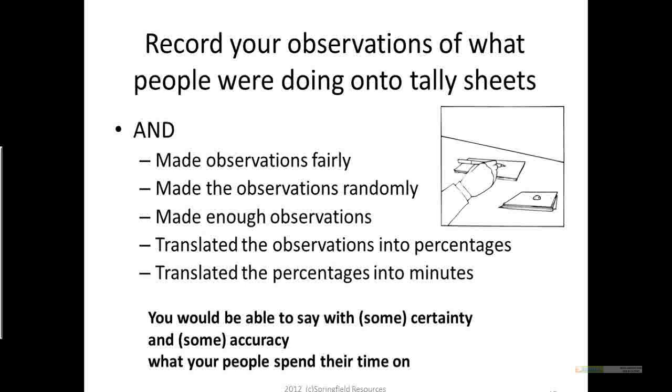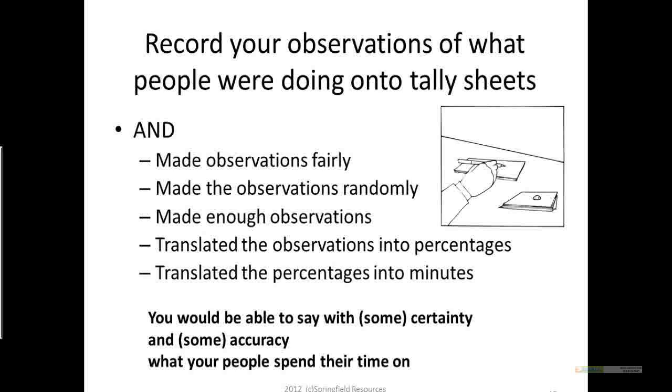So you make your tours, and you make them a particular way, and you put it onto the tally sheet. We make our observations fairly, and I'll tell you what I mean by that. We make our observations randomly. We need to make enough observations for the process to be statistically valid, and we'll go over that.